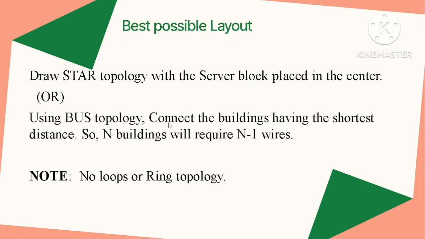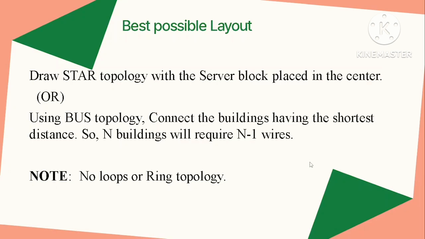If you have 4 blocks, there should be 3 connections, 3 lines. If you have 5 blocks, 4 lines. If there are 3 blocks, 2 lines should be drawn. That is the condition for bus topology. And when you draw the layout, there should not be any closed loop. Ring topology is not at all allowed. This is one important thing that you should note. Don't close it. There should not be any closed loop at all while drawing the layout.